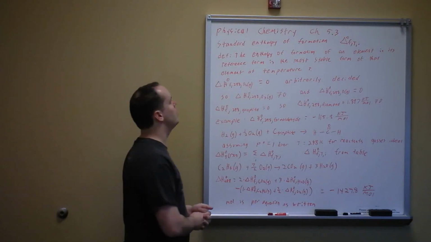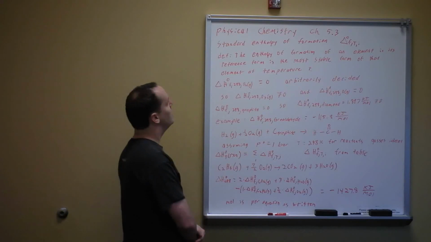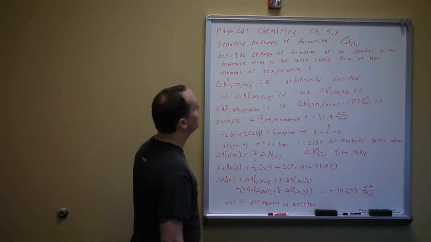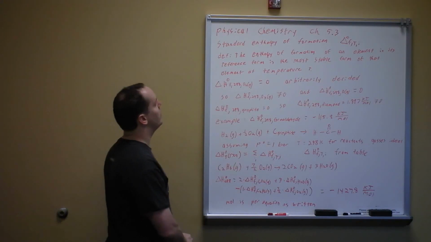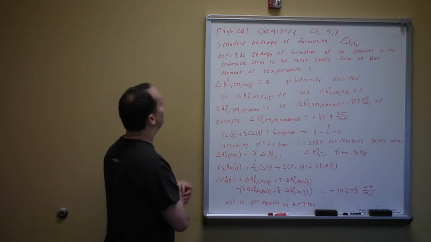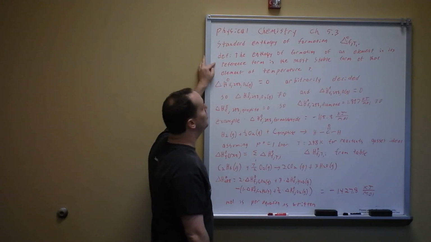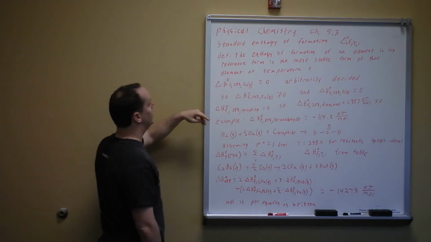Continuing on physical chemistry, we're in chapter 5, section 3 now. We're talking about the standard enthalpy of formation, denoted ΔfH° at temperature T. On the previous slide, we explained what all that means. So the definition: the enthalpy of formation of an element in its reference form, the most stable form of that element at temperature T. So remember, this is for elements only.